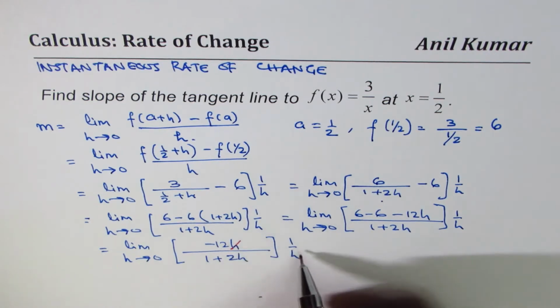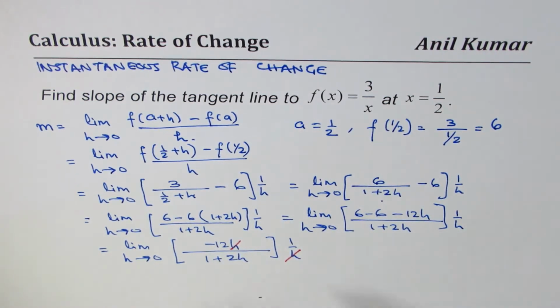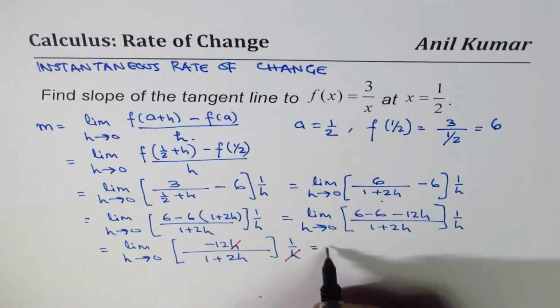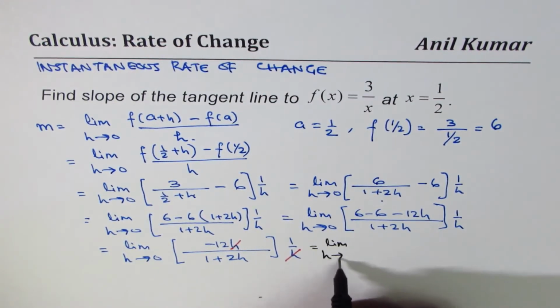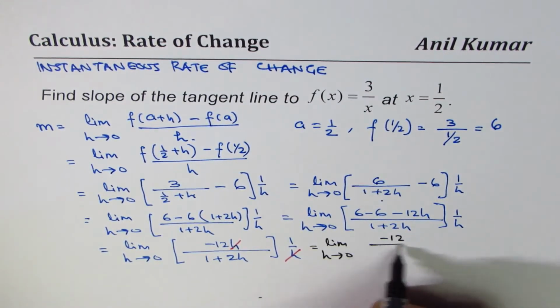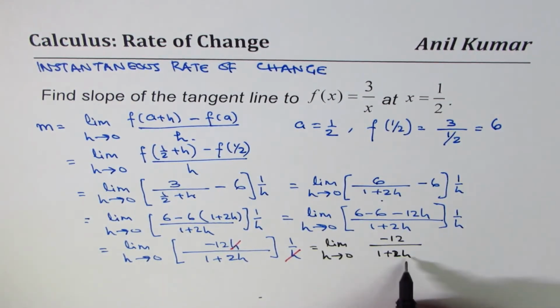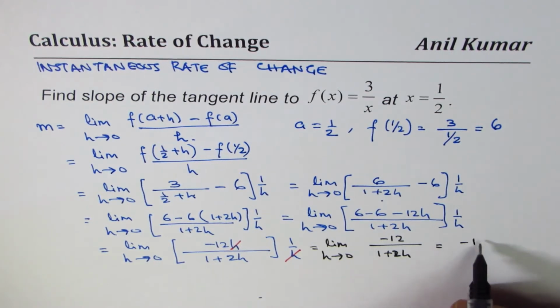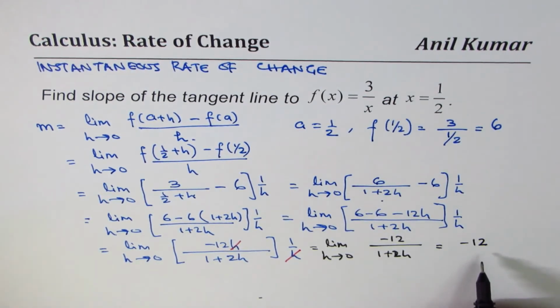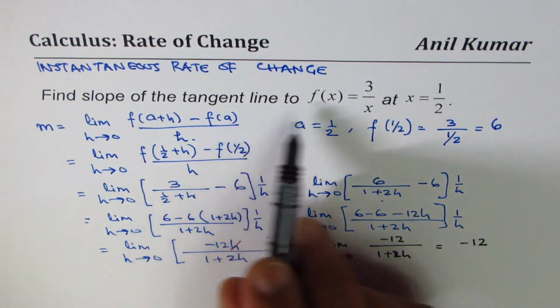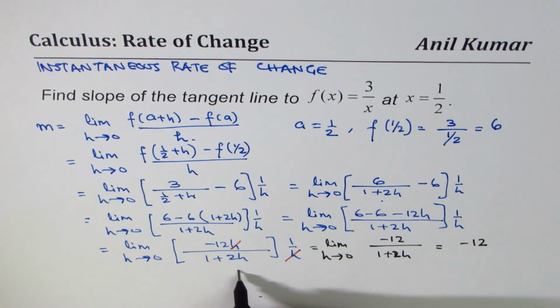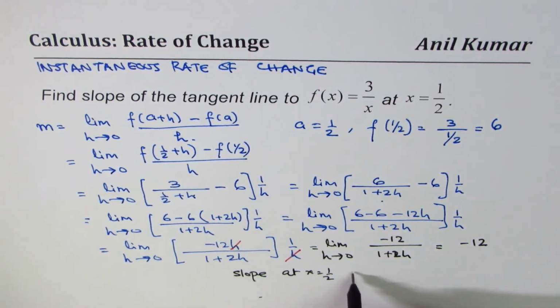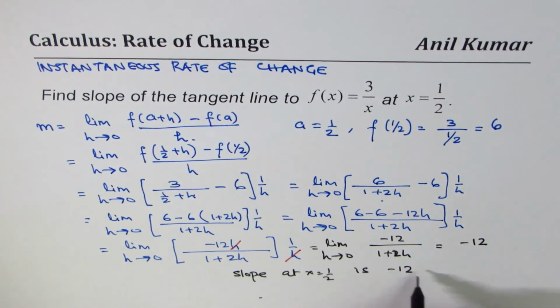So we have minus 12h over 1 plus 2h, times 1 over h. Now these cancel off. Once they cancel, you can substitute 0 for h, right? So we have the limit as h approaches 0 of minus 12 over 1 plus 2h. Substituting h as 0, we get minus 12 as our answer, right? So in this particular case, the slope of the tangent line at x equals half is minus 12, right?